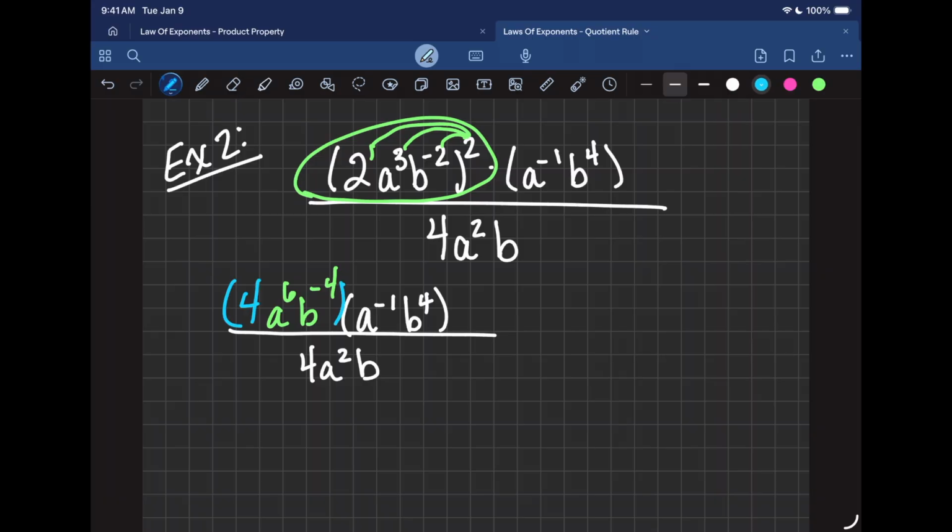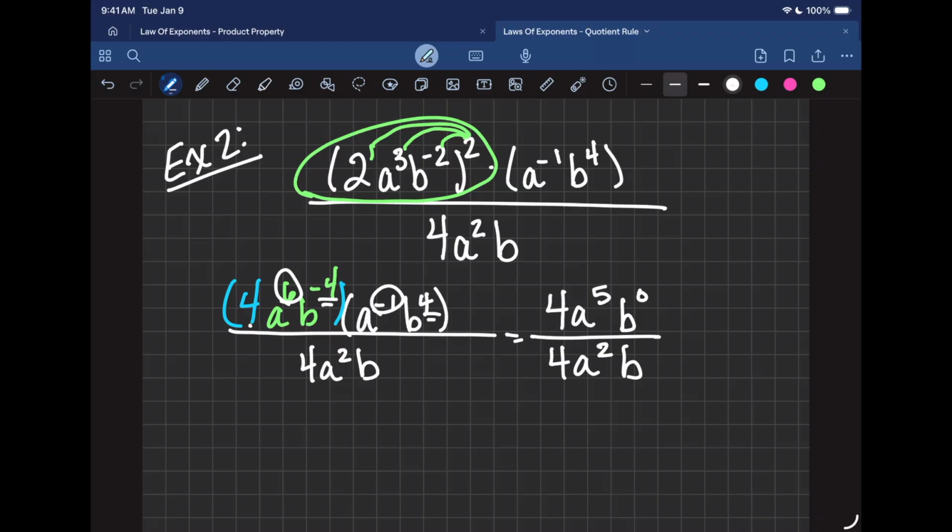Looking across, again, I cannot simplify my denominator. So I'm going to rewrite a to the power of 2 times b. And then looking at my product rule, I see we have 4 as a coefficient. I don't have anything over on my other term, so I'm just going to keep 4 here. Then I can see my bases are a and b. Looking at my a's, I have 6 and I have -1. 6 plus -1 is 5. For my b's, we have -4 and +4. So -4 plus 4 is 0.